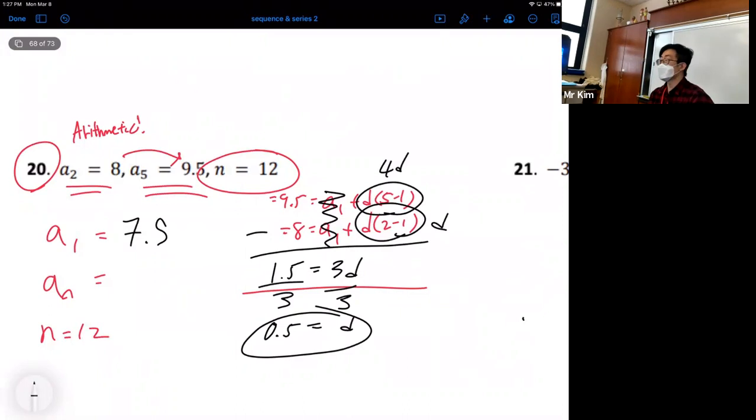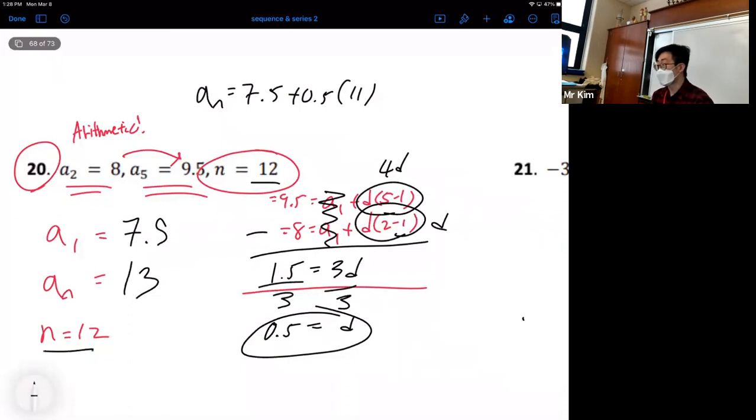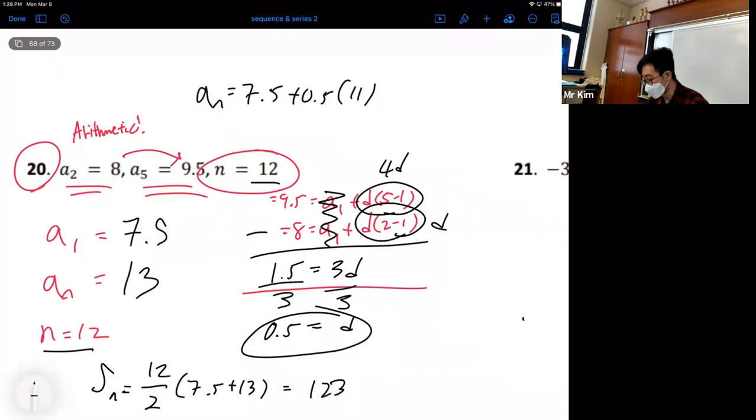So a sub n here, if you guys use the explicit formula, it should say that a sub n is 7.5, the first term, plus common difference times 11, because that's 12 minus 1. By doing that, you should get 13. By doing this, the summation formula, which states 12 divided by 2 times 7.5 plus 13, total of 123. Sorry, I'm rushing a little bit, but that's what the answer is going to be.